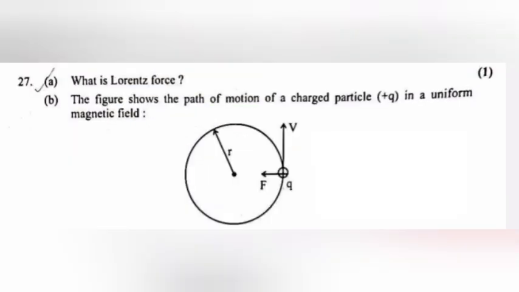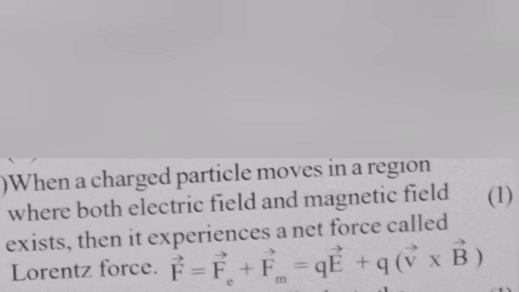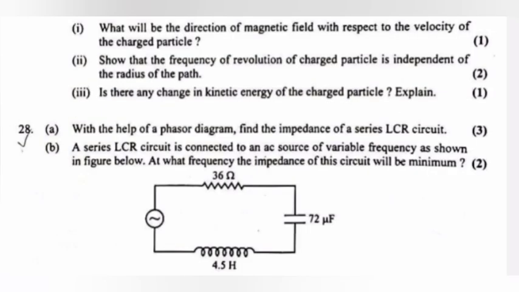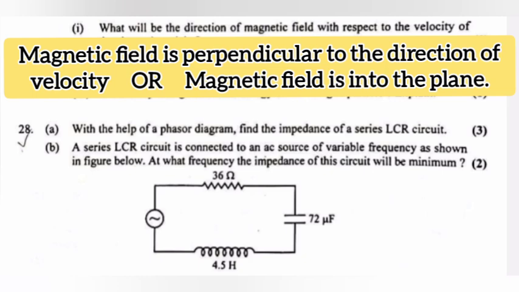27A. What is Lorentz force? Answer. When a charged particle moves in a region where both electric field and magnetic field exist, then it experiences a net force called Lorentz force. B. The figure shows the path of motion of a charged particle in a uniform magnetic field. 1. What will be the direction of magnetic field with respect to the velocity of the charged particle?